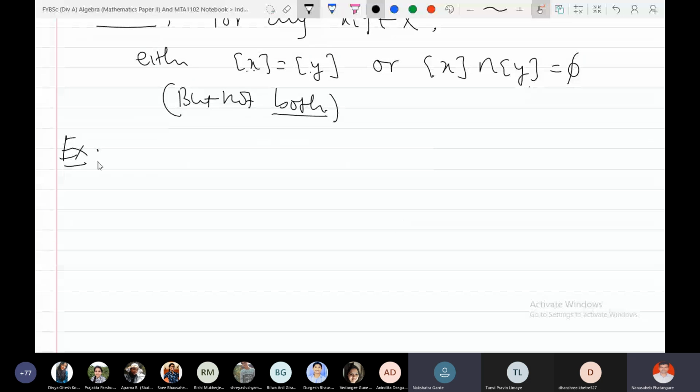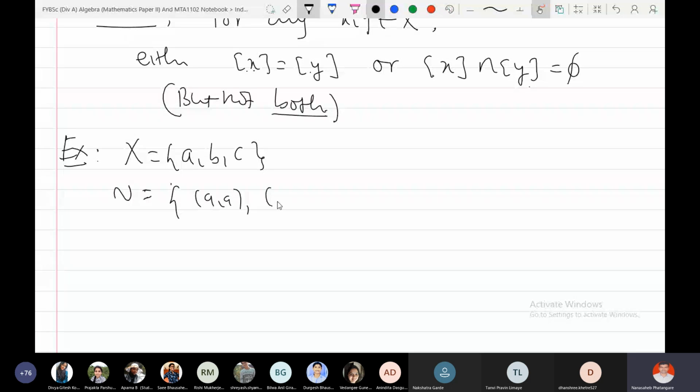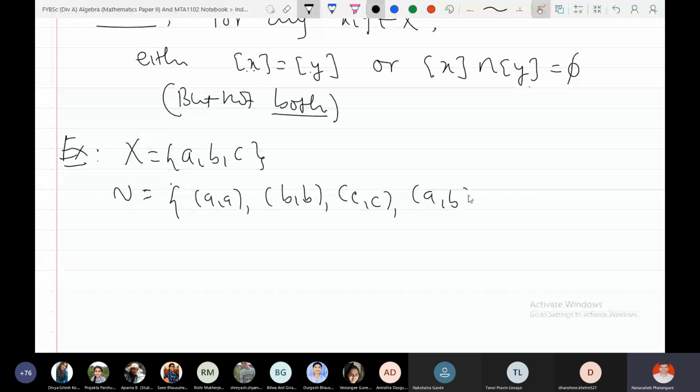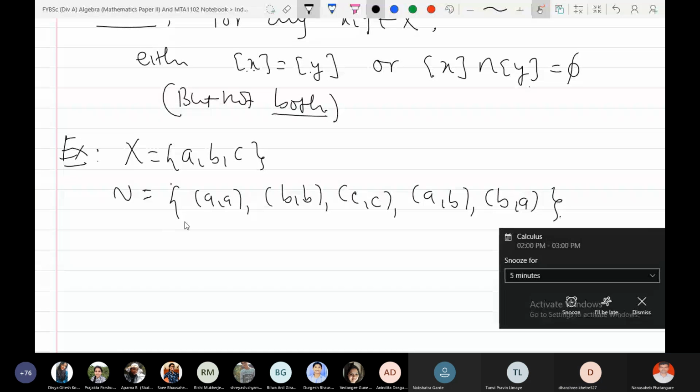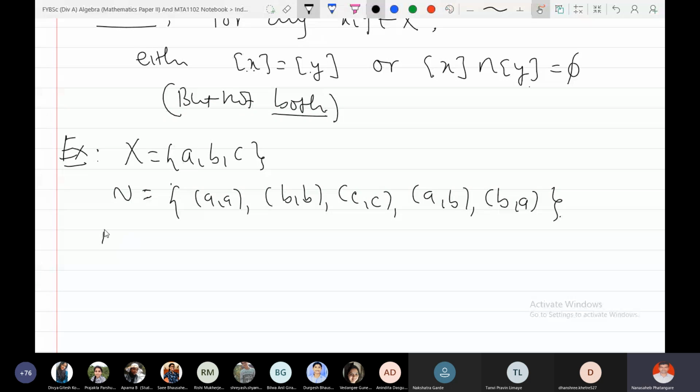Yes, sir. To make it more clear, if I take the set A, B, C, and if I define a relation on this set as AA, BB, CC, AB, BA, right? Is this an equivalence relation? Yes, sir. Very good. So this is an equivalence relation.